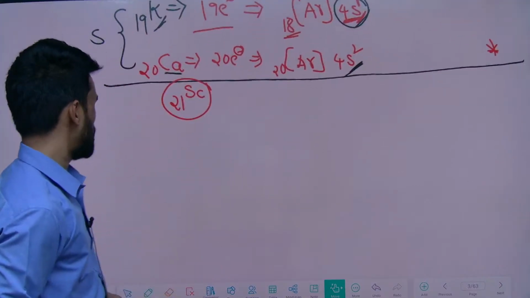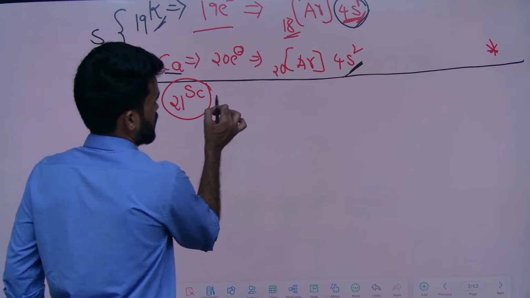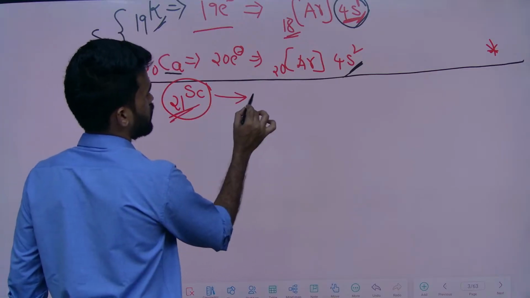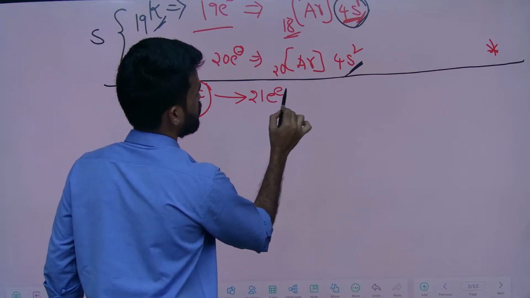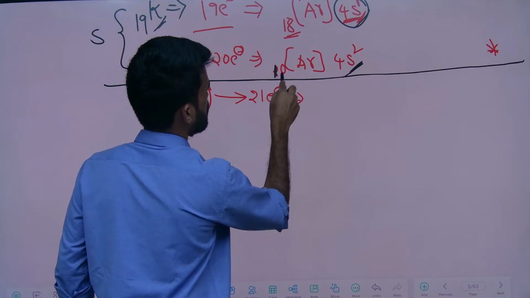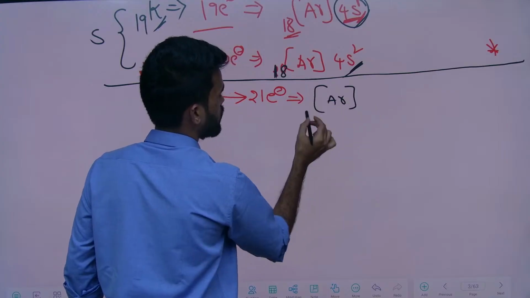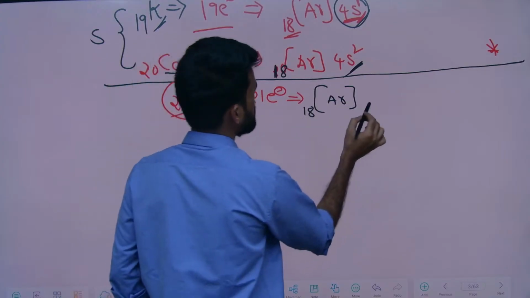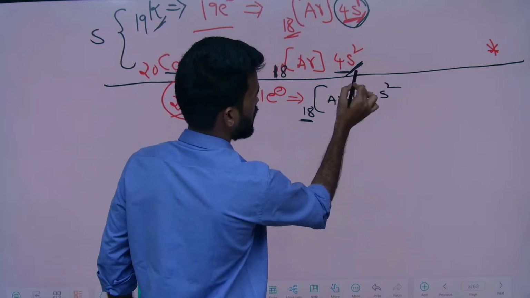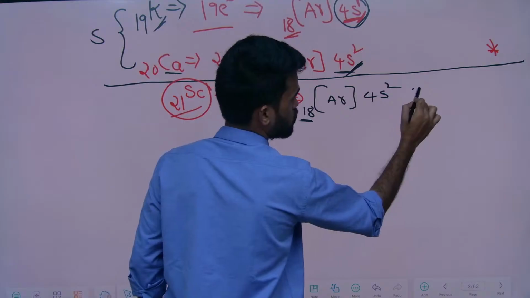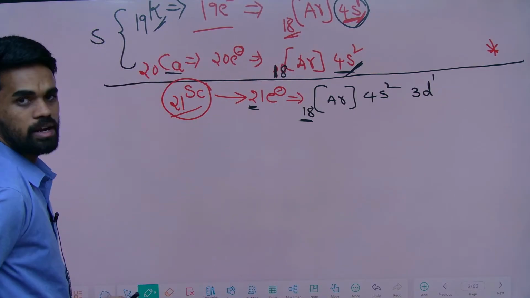Okay, now let us discuss electronic configuration from scandium. Scandium atomic number is 21. We have 21 electrons. Where do we fill these 21? First 18 electrons in the argon. Then out of 21, 18 is over. Then next 4s2, so 20 electrons are over. The 21st electron goes to the d orbital, 3d1.